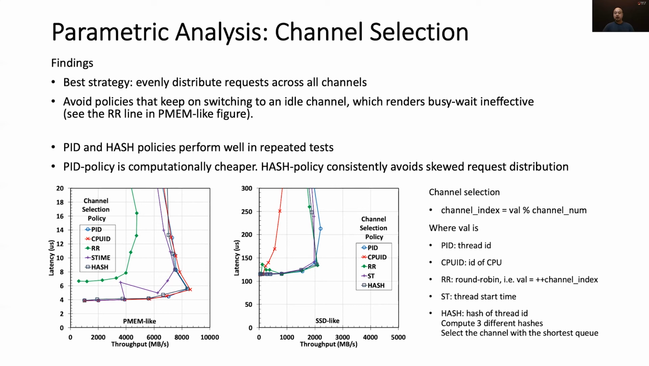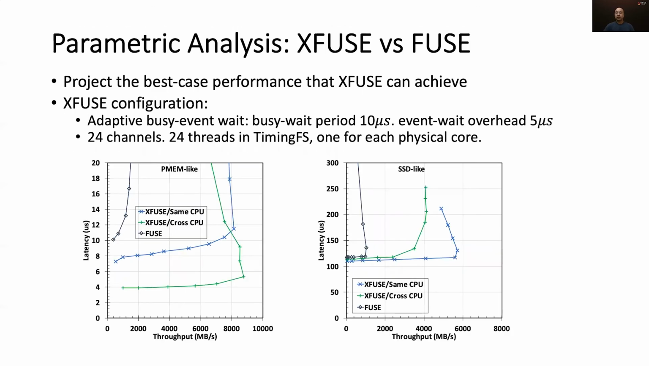Interestingly, a computationally cheap PID policy performed well in repeated tests. In the PID policy, we simply mod the current thread ID by the channel number. Based on our parametric analysis, we optimized the XFUSE configuration for timing FS and did comparison tests between XFUSE and FUSE. For both PMEM-like and SSD-like storage, XFUSE consistently outperforms FUSE.